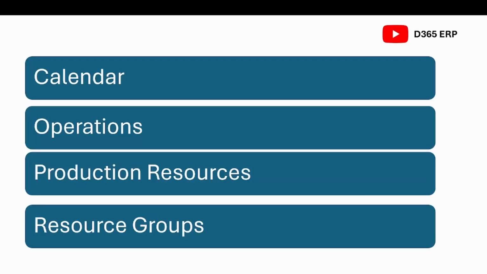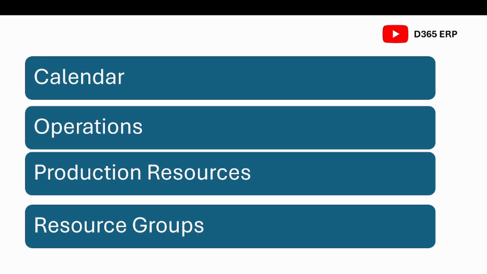So in this new episode of the production control module, we are going to discuss the calendar, operation, production resource and resource group. In the calendar section, we are going to discuss what a calendar is in Dynamics, and the importance of calendar in resource allocation. Then we'll demonstrate creating a calendar in Dynamics, and we also compose the calendar for a year.